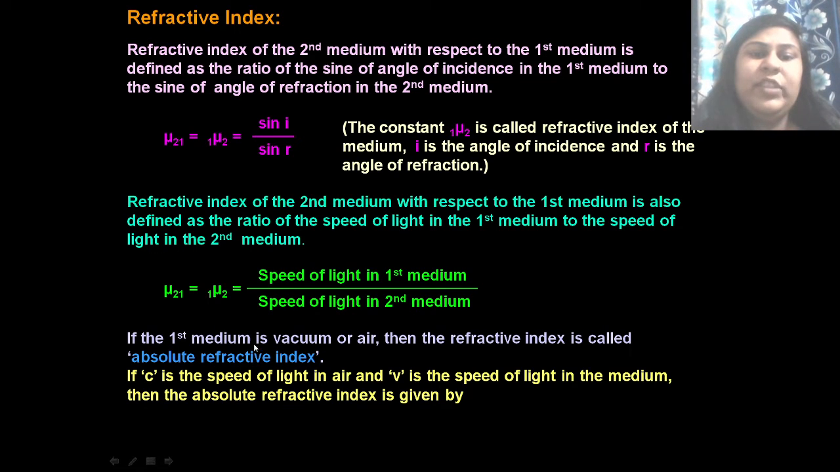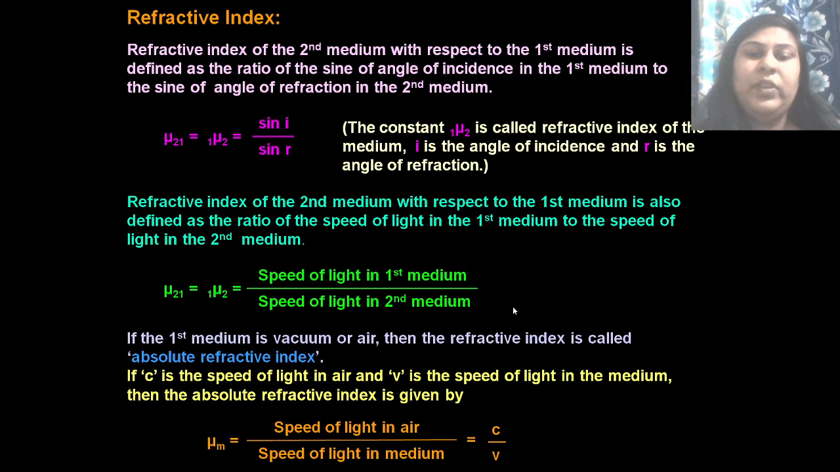If we take the first medium as vacuum or air, then the refractive index is called the absolute refractive index. The speed of light in air is c, and the speed of light in the medium is v. So mu equals c upon v, that is known as the absolute refractive index, mu m equals c upon v.